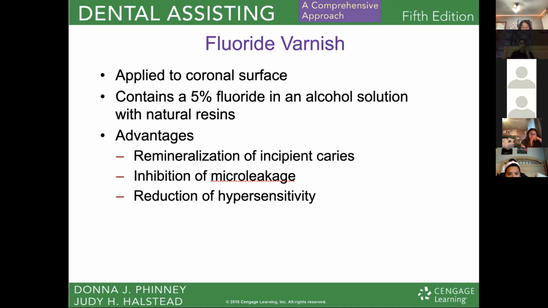They can also help stop micro leakage from happening. So sometimes when we get those white fillings, over time, those will start to shrink and they'll start to leak bacteria underneath them, which can cause recurrent decay. If people have hypersensitivity, usually due to like receding gum tissue, this can help with that. So what you'll do is you'll place that fluoride varnish right in those areas where the gum tissue has kind of been pulled down a little bit. And oftentimes this will help with hypersensitivity.